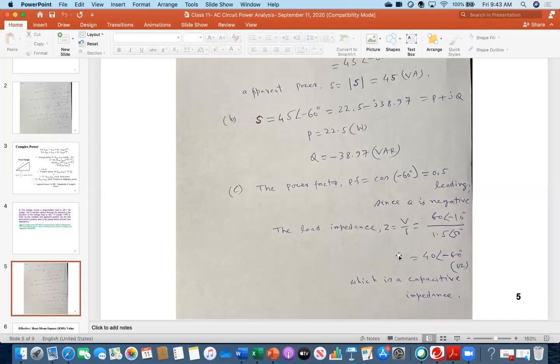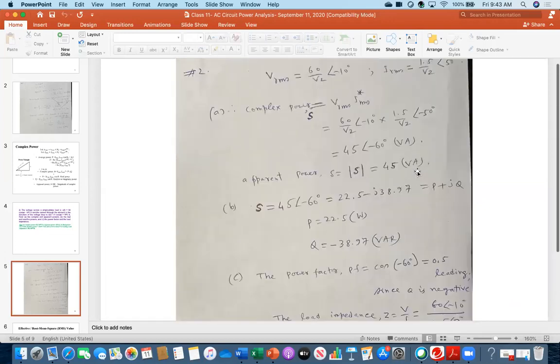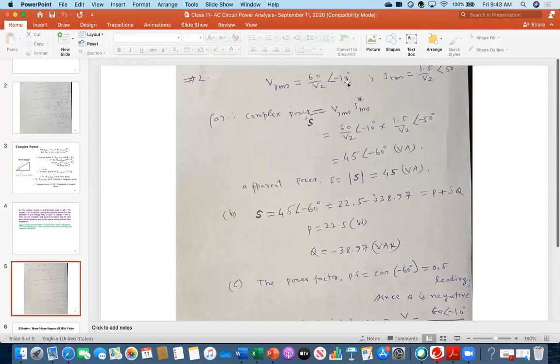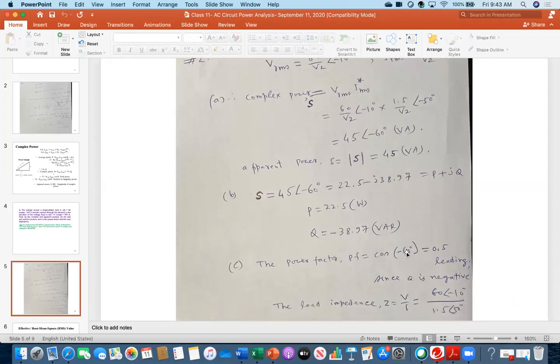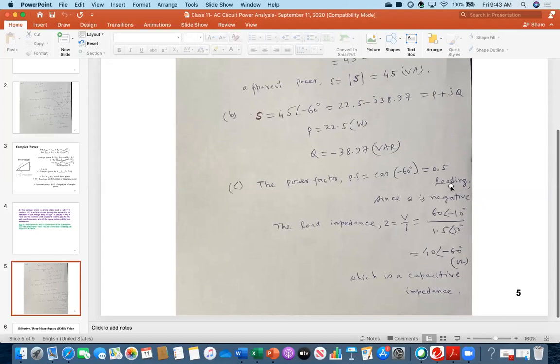How to calculate the power factor angle? How to calculate power factor? Just the cosine of this angle, cos minus 60, which is 0.5. I am going backward just to make you understand that because I got minus 60, it should be cos minus 60. Already in the voltage and current expression, we have minus 10 and plus 50. So minus 10 minus 50, voltage angle minus current angle, is also minus 60.